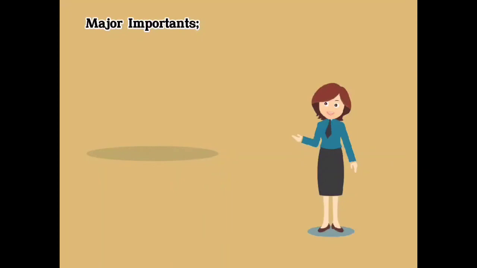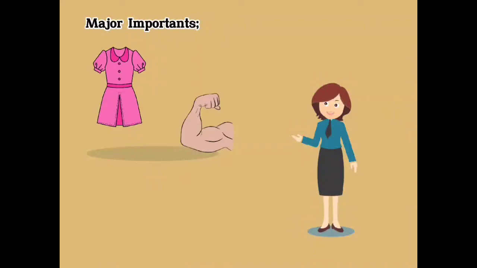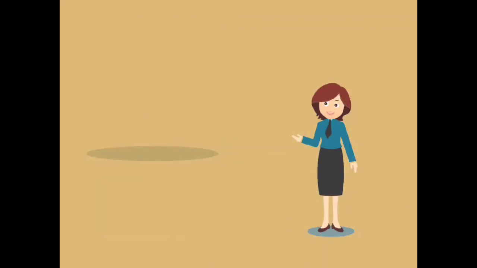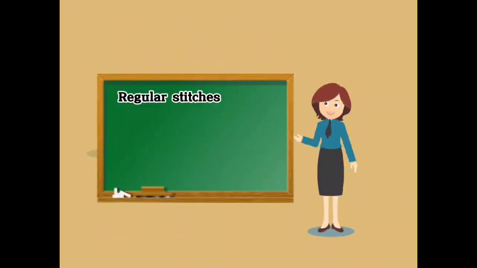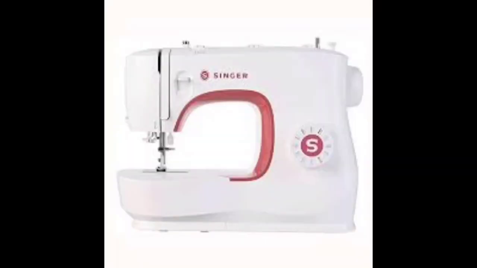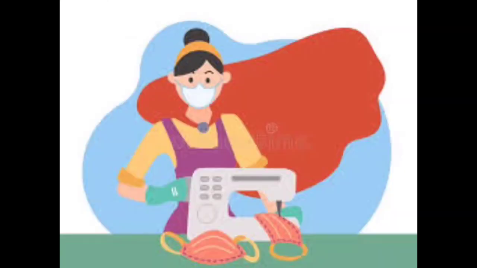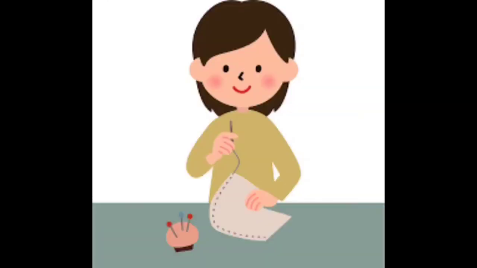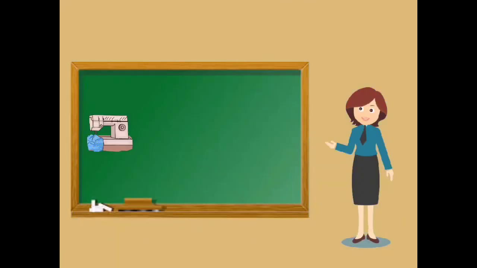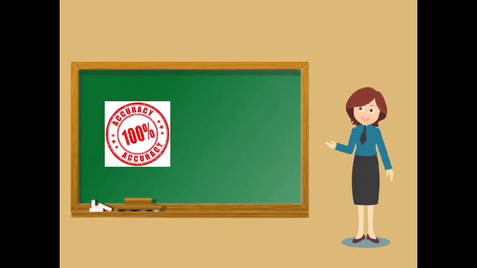Some of the major importance of sewing machines: it facilitates neater, stronger, and faster sewing. Regular stitches are easily accomplished by a sewing machine. Sewing machines are used to achieve smaller stitches than regular hand sewers. A sewing machine makes the task of sewing heavy fabric an easy one. This is important if you have a sewing business because accuracy and timeliness are very important.